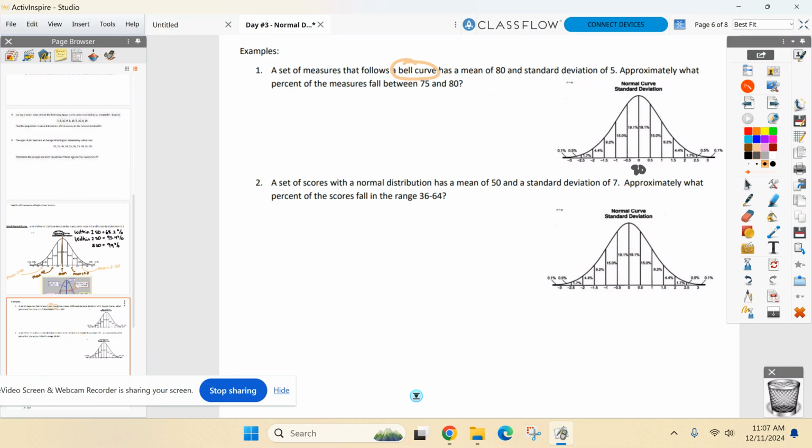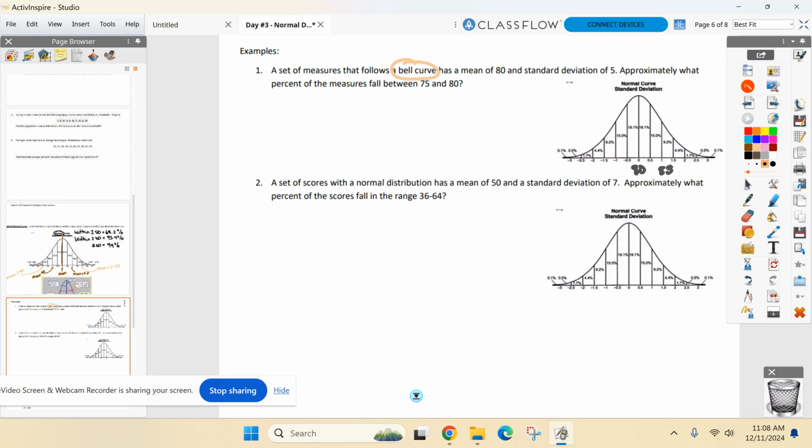Well, I have to figure out where 75 and 80 are on this curve. Where is 75? Where is 80? I'll add up the percents in between when I do that. How do I figure out where 75 and 80 are? Well, I have 80 already. Let's go back to the standard deviation. That's 5. So as I go up to 1, what did you tell me to do? Add it, right? That's going to give me 85.